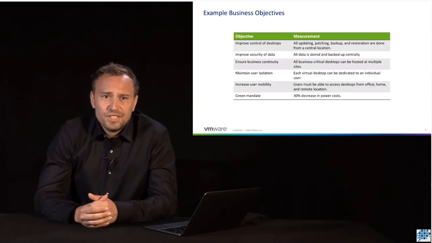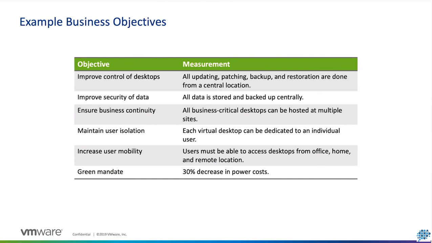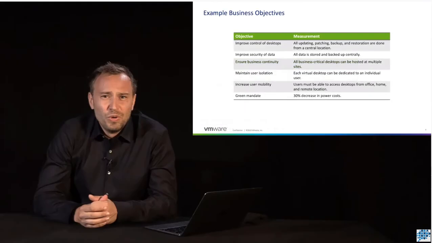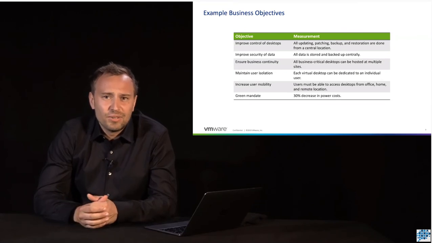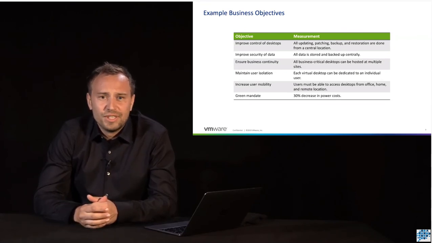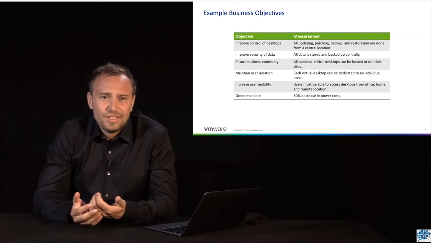For example, business objectives can be something like: we need to improve the control of our desktops, because we put a lot of resources into building solutions to update, patch, and back up the desktops. That's a goal of the business in the end. We want to improve the security of the data. If we have a virtual desktop solution, we have the data always in the data center, not outside at the mobile device, not outside of the corporate boundaries. So that can improve the security of our solution.